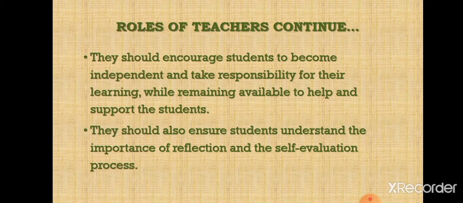Teachers should also ensure students understand the importance of reflection and the self-evaluation process. So the teacher has also to introduce self-directed learning, the importance, how crucial it is. It must be really significant for the teacher to explain these things to learners before undertaking the process of self-directed learning.